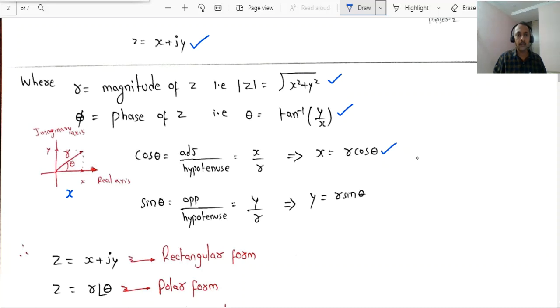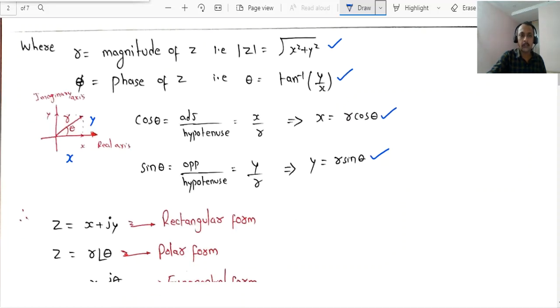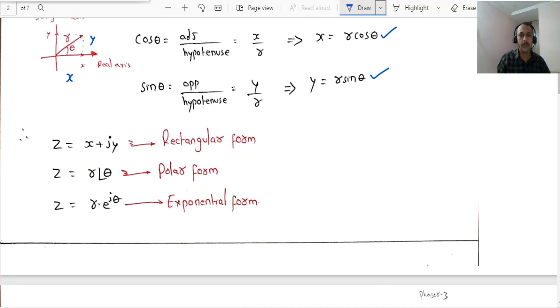And similarly, dear students, sin theta equals opposite side by hypotenuse. What is the opposite side length here in this diagram? y. y divided by r. So y equals r sin theta. So what we can conclude is, these are the three important forms.